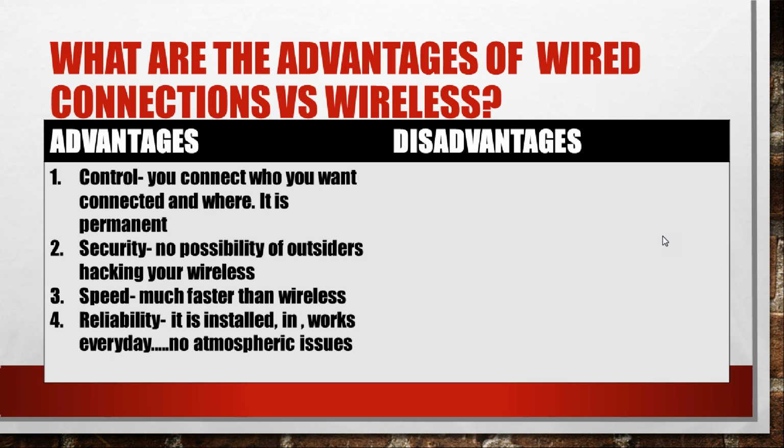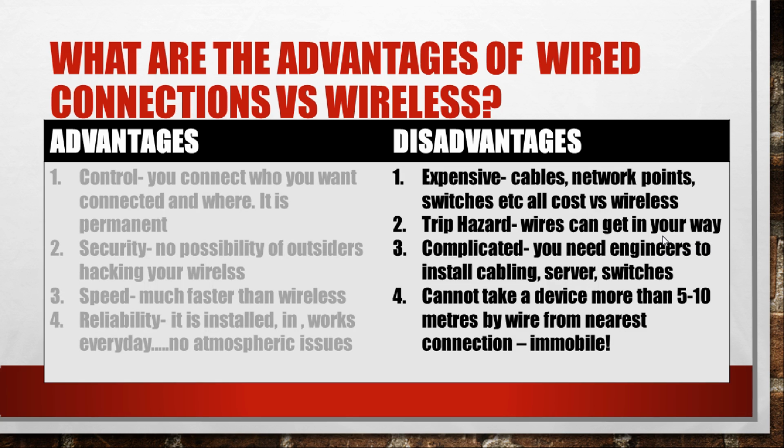Reliability, when it's installed, it's in, it works every day, and there's no atmospheric issues, or sometimes Wi-Fi can be interfered with by other signals as well, police radio signals, military signals, and the environment. Okay, so the advantages are it's really stable, quick, and secure. Disadvantages of wired: expensive, because you've got to buy the cables, you've got to put in the network points, network cards, switches, and it all costs. Where wireless, you just basically stick in a box and it's broadcasting to anyone.